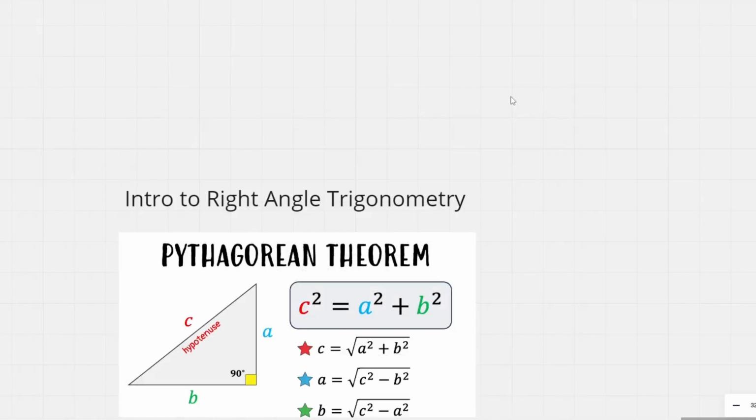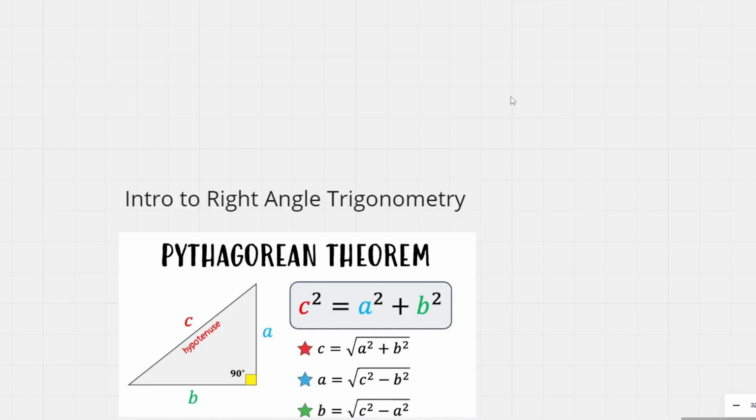In this lesson we're going to be looking at an intro to right angle trigonometry. Right angle trigonometry is basically looking at triangles that have right angles. Basically, that's it. Trigonometry is basically the mathematics of triangles, so we're looking at triangles with right angles.